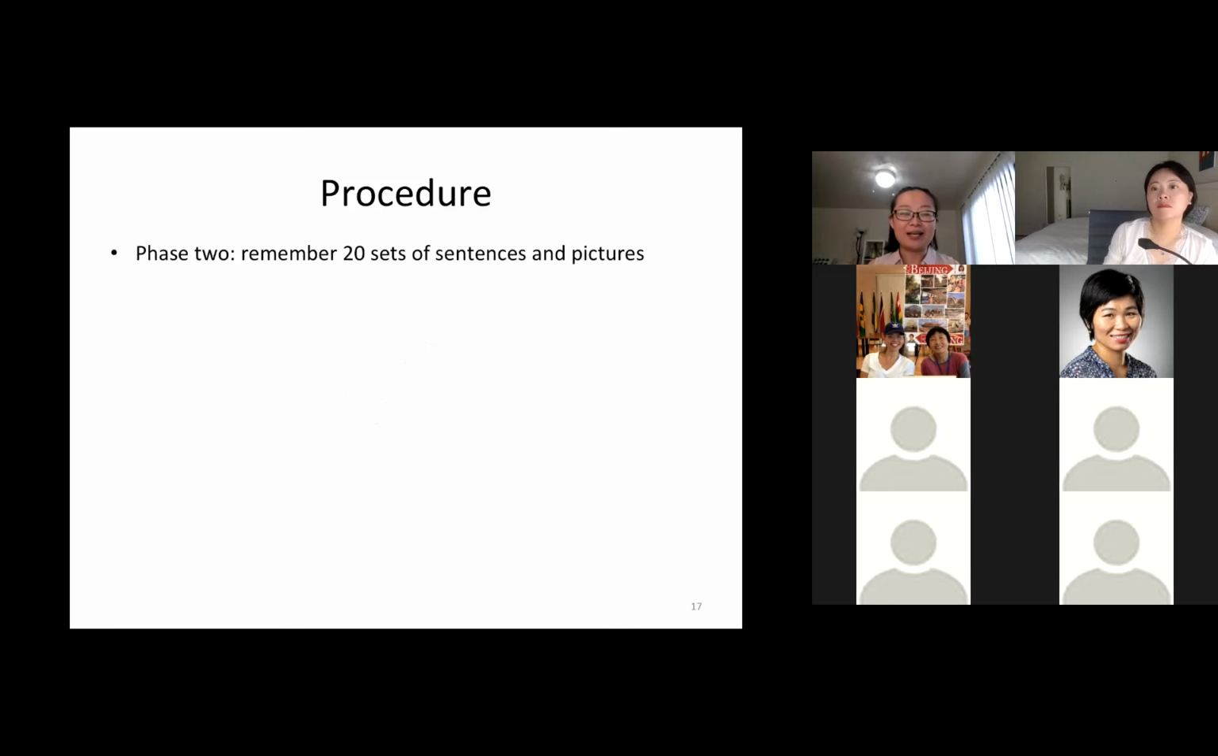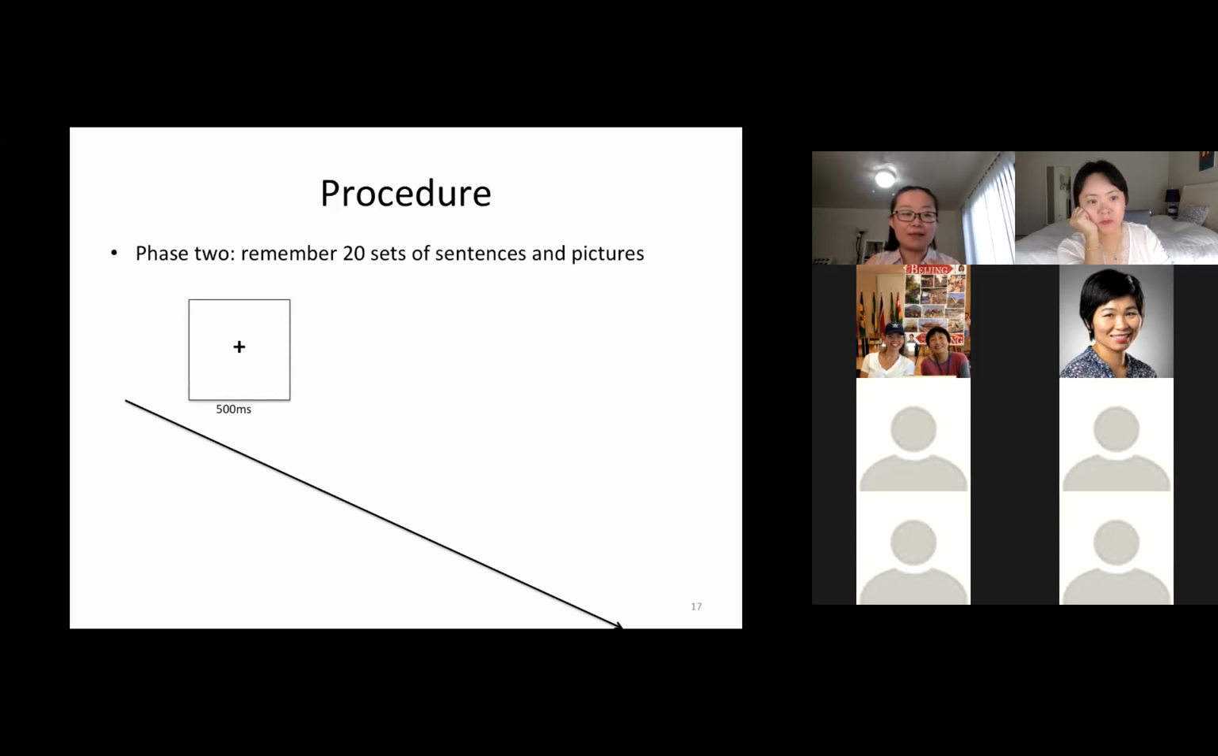The second phase is the memory task. Actually, this is a fake task. There are 20 sets of sentences and pictures, and each set has one sentence and one picture. Here is an example. First, the participants see the fixation, then they see a sentence. They need to remember this sentence. They can read it aloud or silently. It's up to the participant.